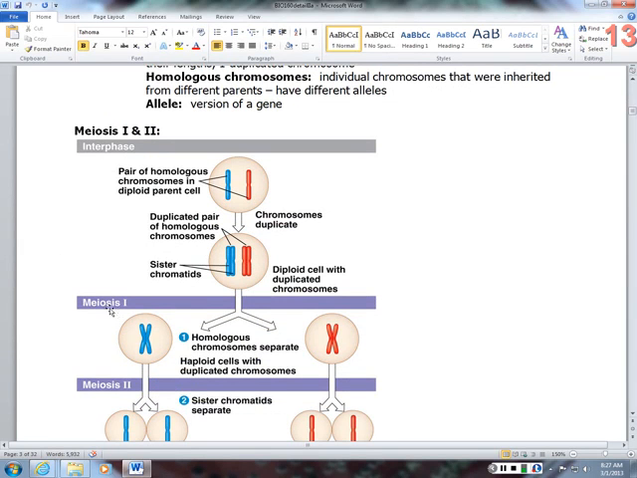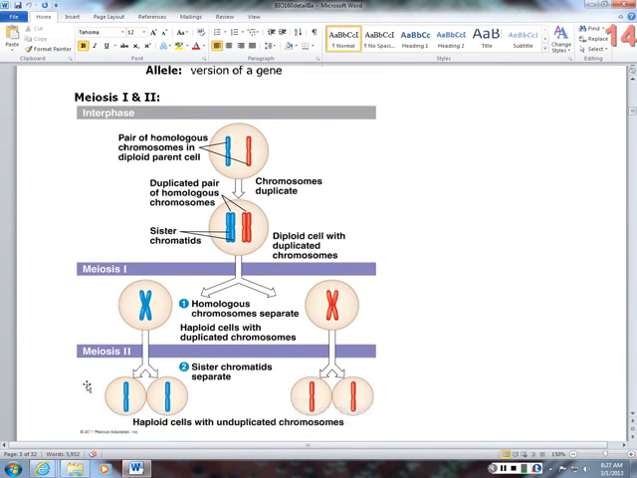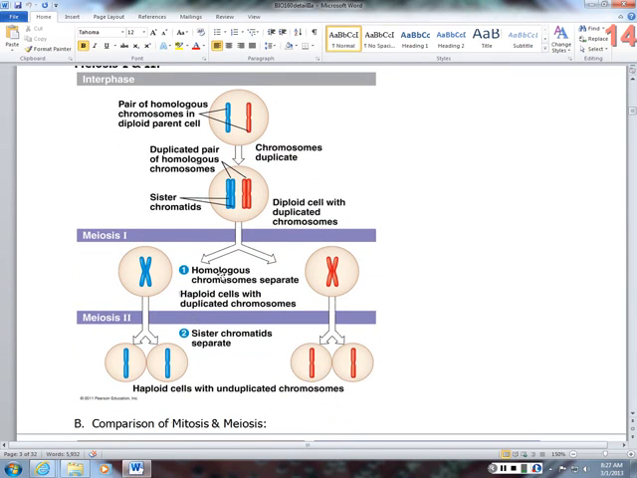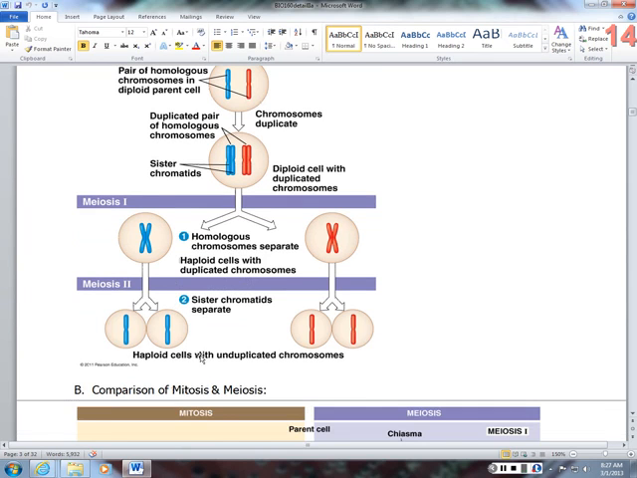When it goes through meiosis 1, this is that first division that's almost exactly like mitosis, except you've got the genetic variation that can occur. You're going to have your homologous chromosomes separate, and you're going to have haploid cells with the duplicated chromosomes. In meiosis 2, you go through that division process again, and what you get is separation of the sister chromatids. So each of these only has one of the genes. So you start out with one cell and you end up with 4 instead of with 2 once you go through meiosis.